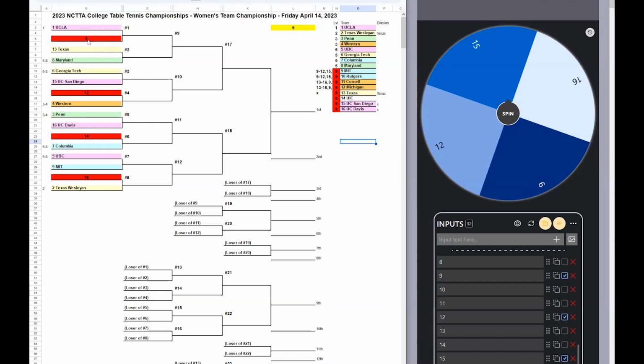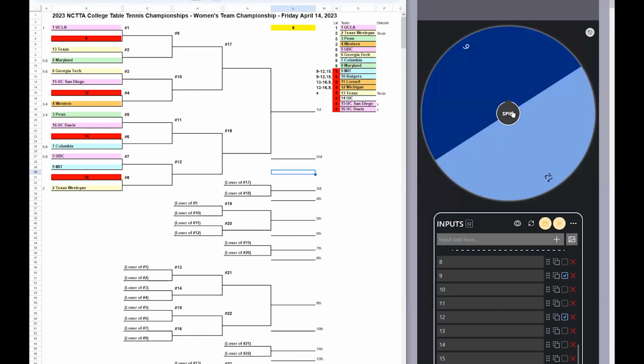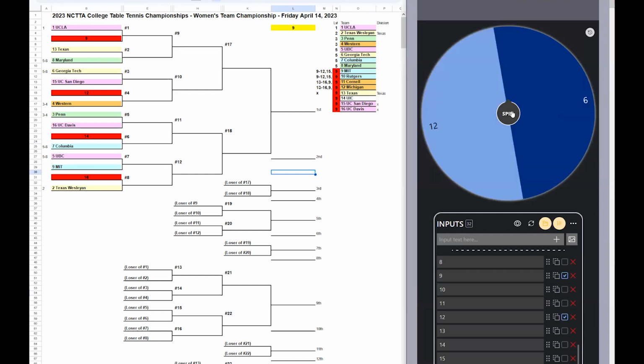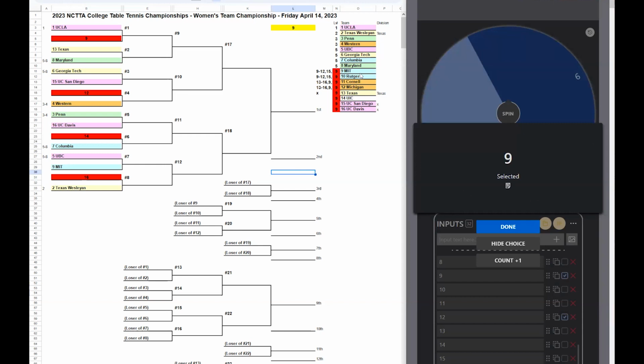Okay, Rutgers can be 9 or 12. So we will spin for Rutgers. They are 9. Okay.